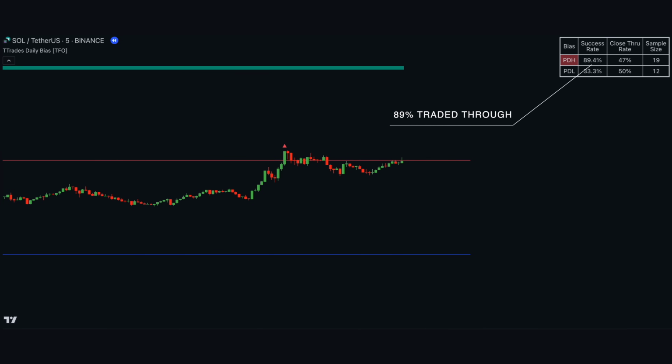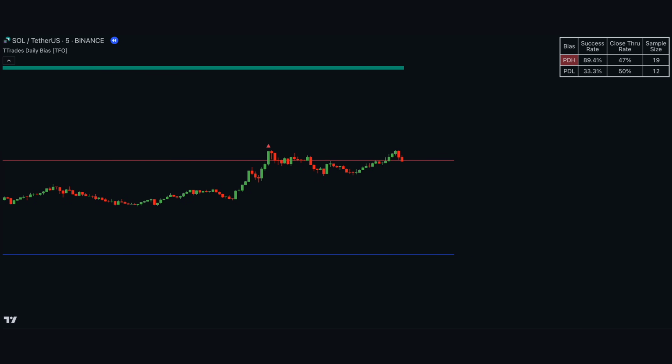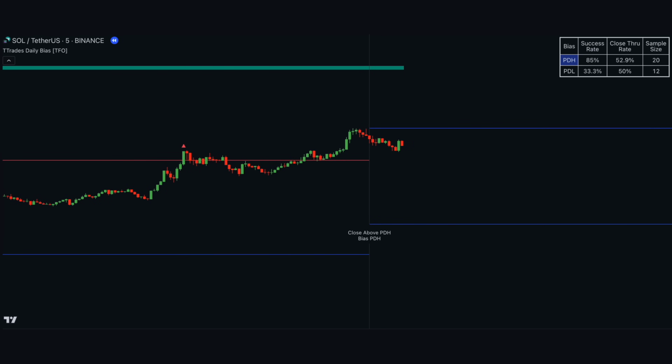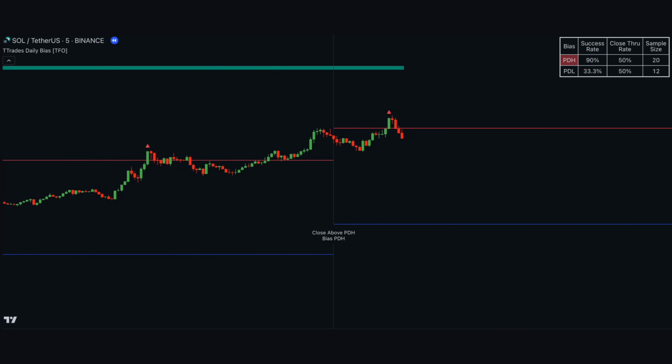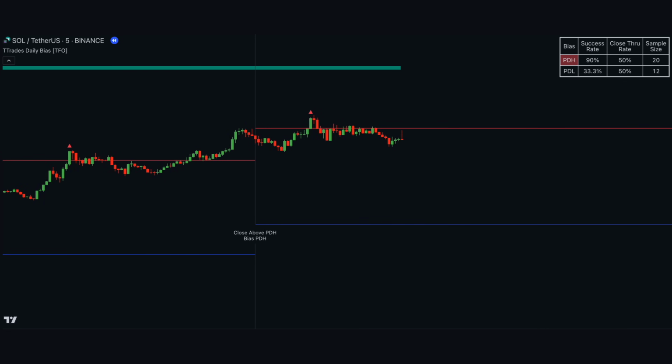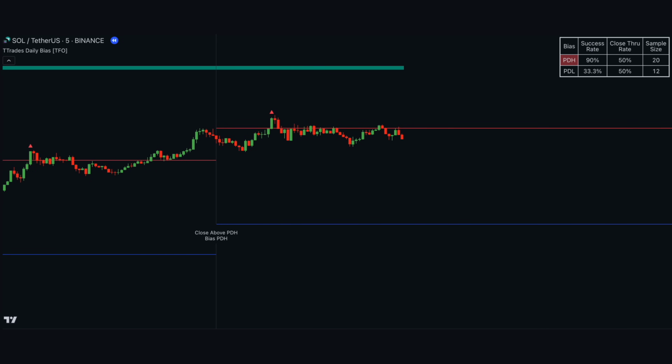From this sample size, 89.4% of instances did go on to trade through PDH, and only 47% of those instances actually went on to close through PDH after hitting that level. Based on this information, you can anticipate the potential winning ratio if you decide to target the PDH. Of course, greater sample sizes and therefore greater statistical significance may be derived from higher timeframe charts that may go further back in time. The amount of data you can observe may also depend on your TradingView plan.